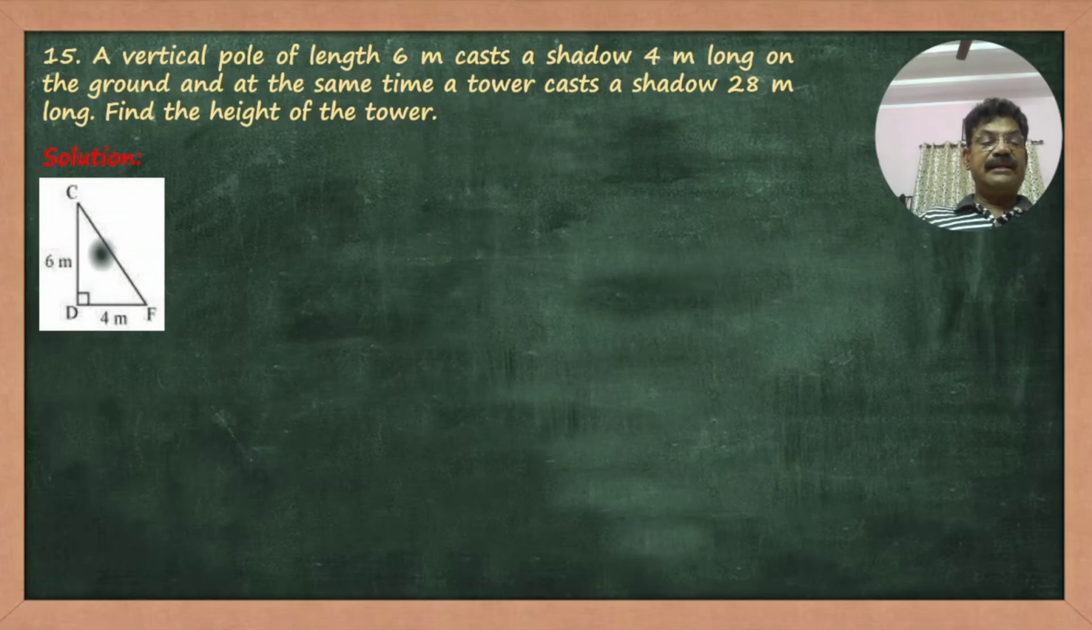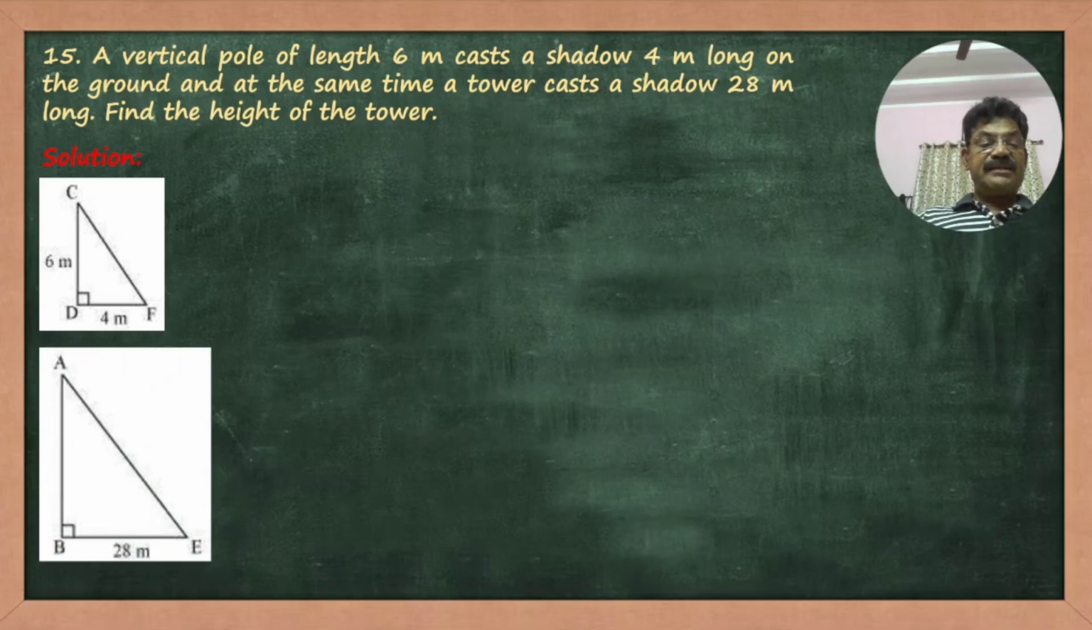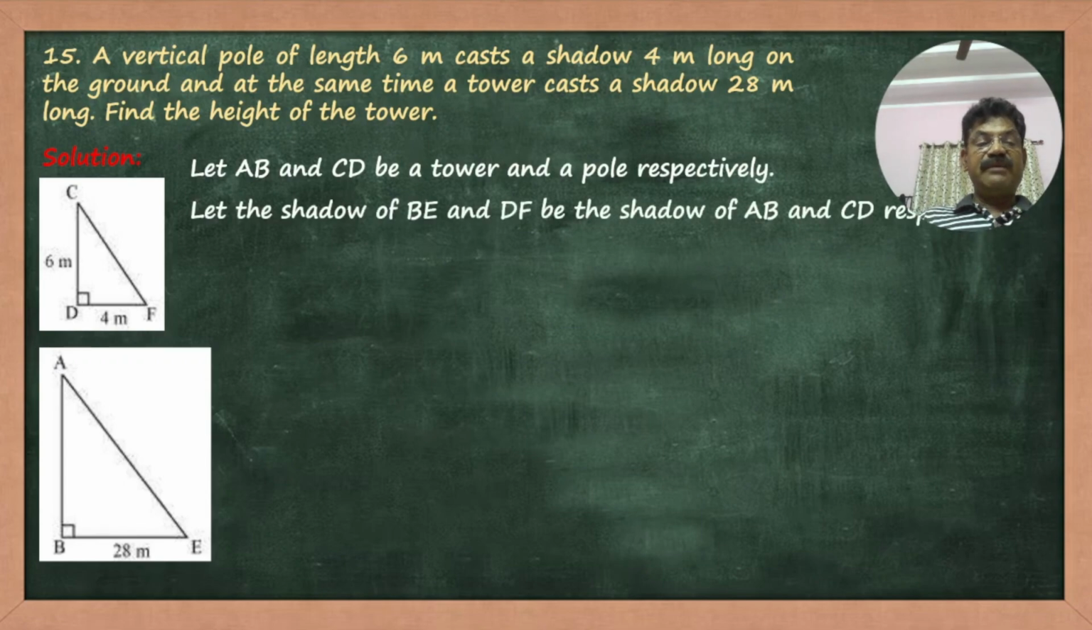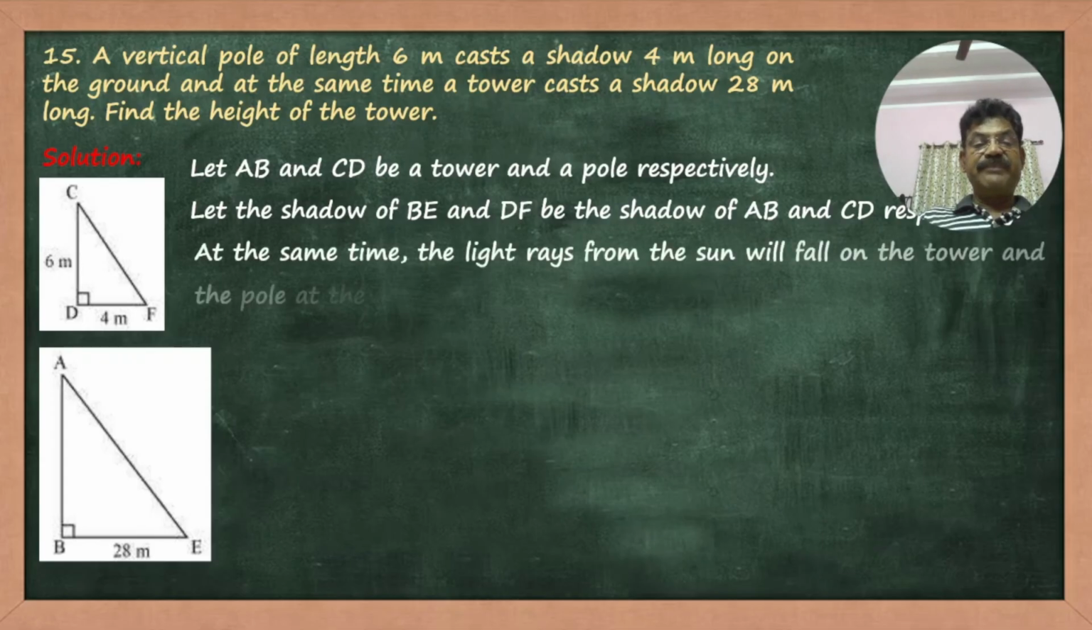Consider the first triangle. CD is the pole. DF is the shadow. So this is the triangle formed by pole and shadow. Next, AB is the tower. BE is the shadow which is given as 28 meters. Clearly, these two triangles are similar, but we have to prove it. Let AB and CD be a tower and a pole respectively. Let BE and DF be the shadow of AB and CD respectively.